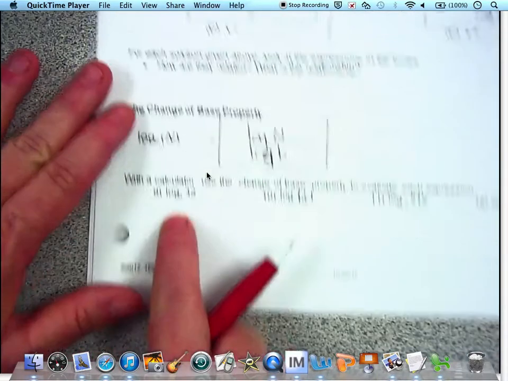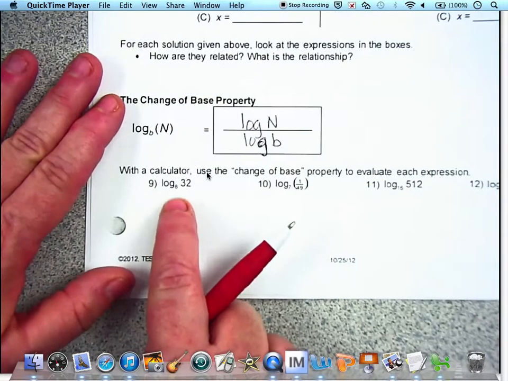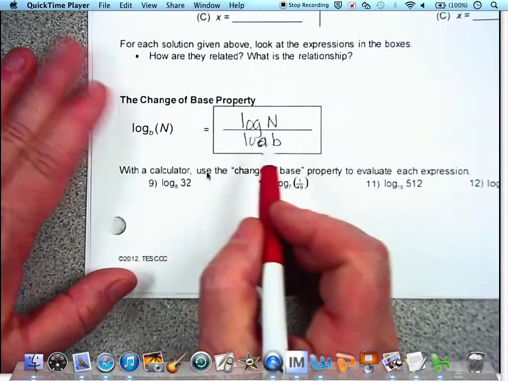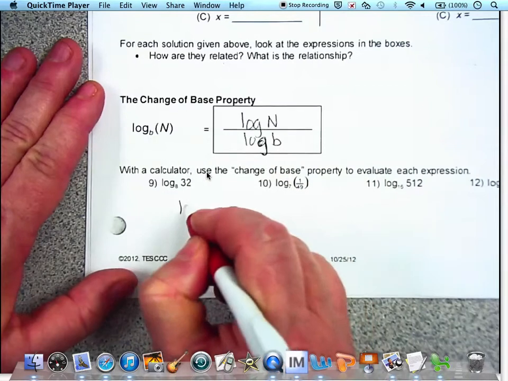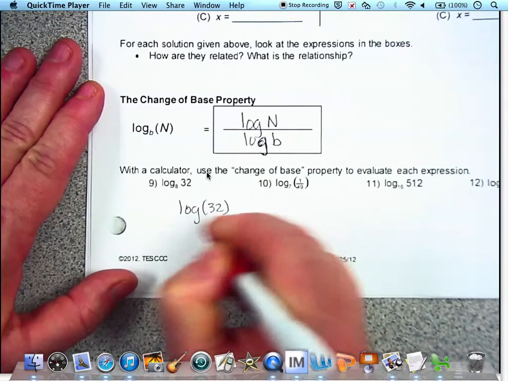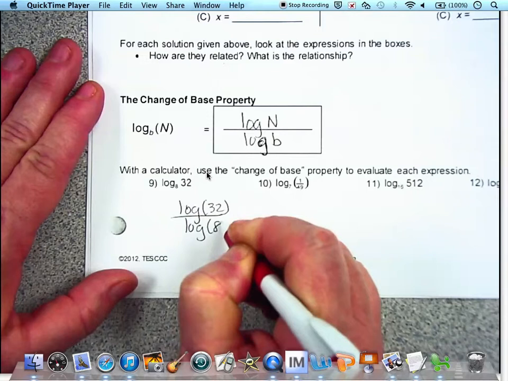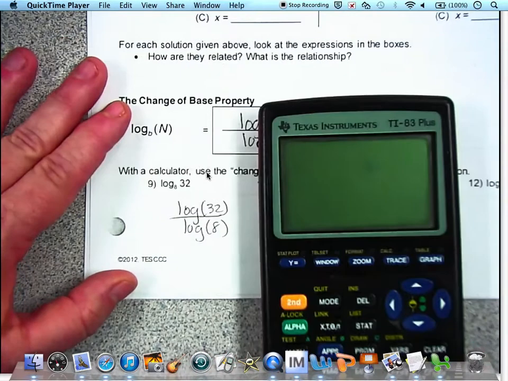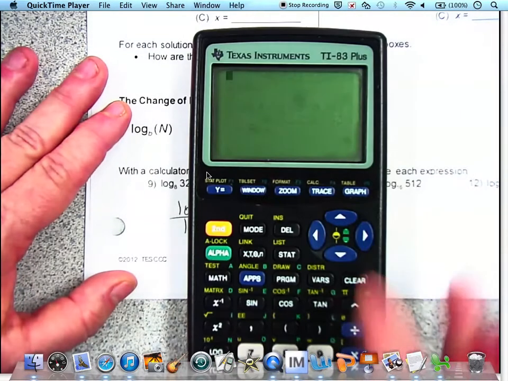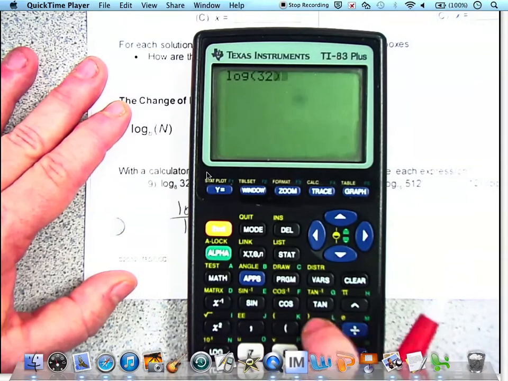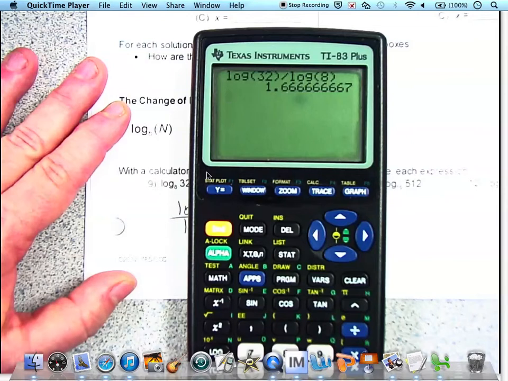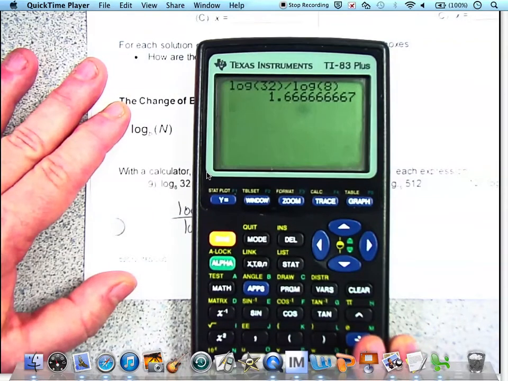For example, number 9, log base 8 of 32. How would you rewrite that using this property? Log 32 divided by log 8. And then you can put that in the calculator and find the answer. Log 32 divided by log 8. So 1 2/3, or we can put 1.667, that's fine.